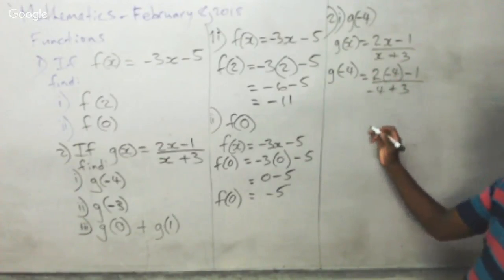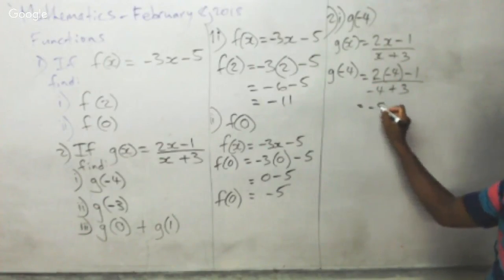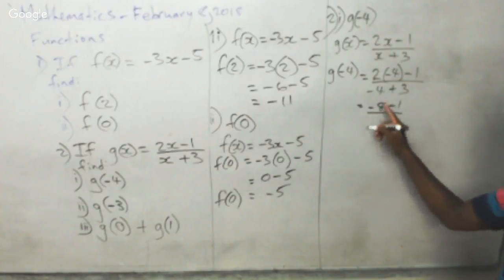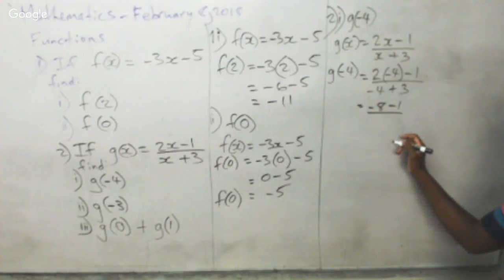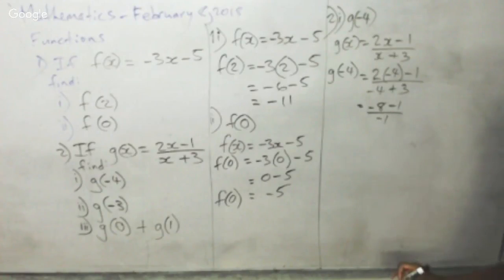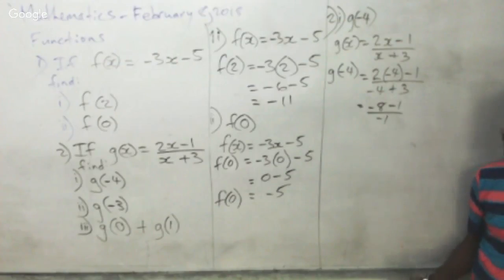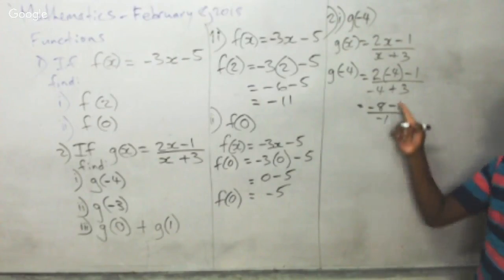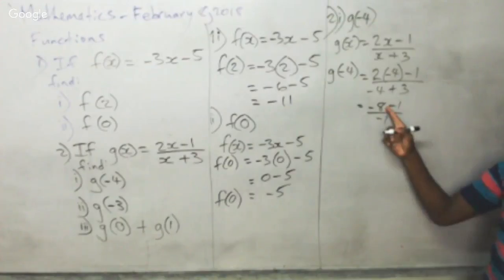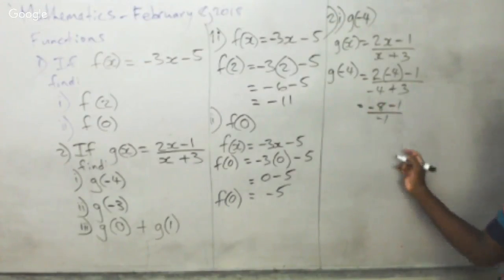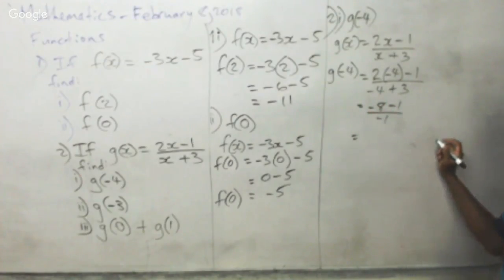So 2 times negative 4 is negative 8, minus 1. Negative 4 plus 3 is negative 1. That's your bracket. So it'll be 9. It's just one thing. So negative 8 minus 1 is negative 9.